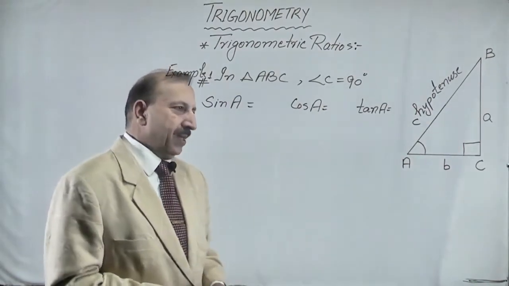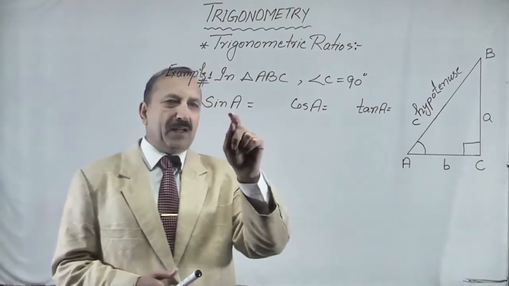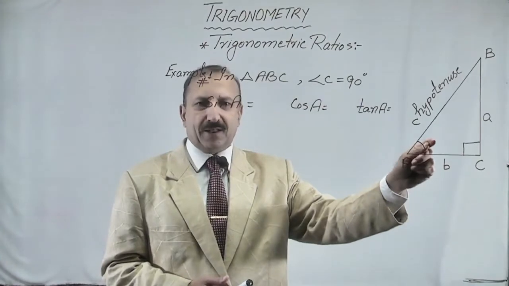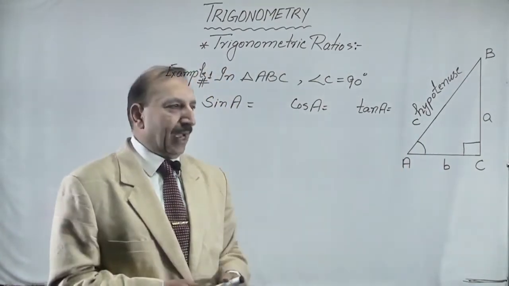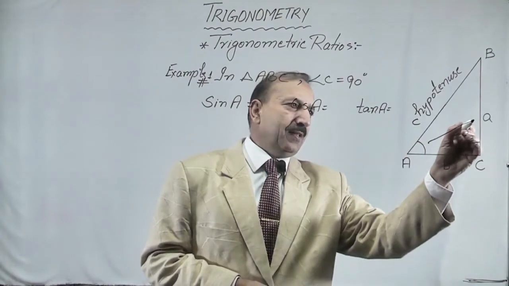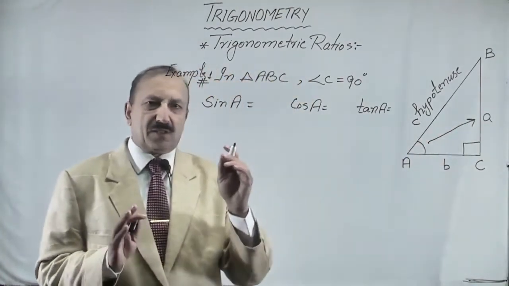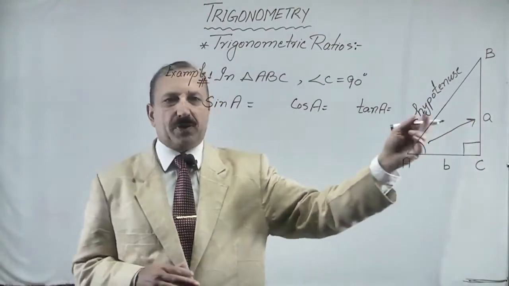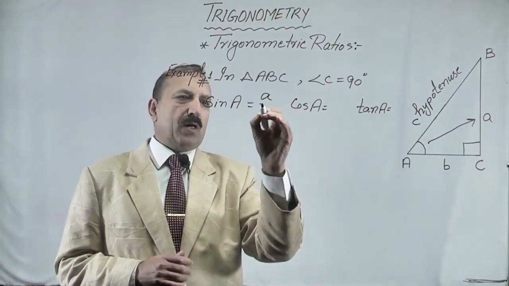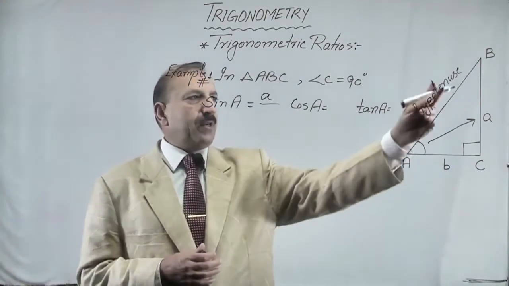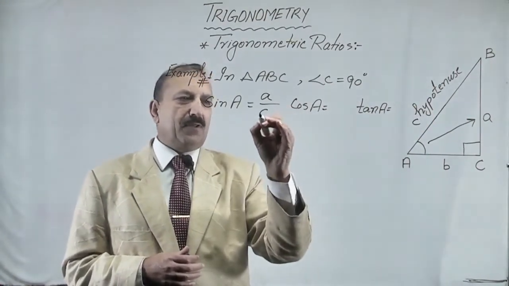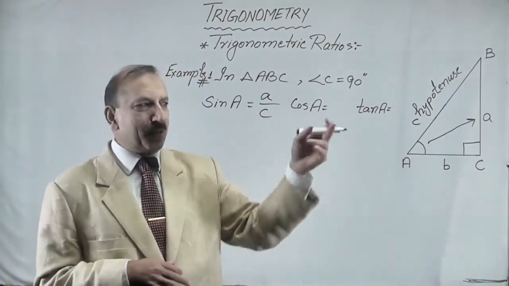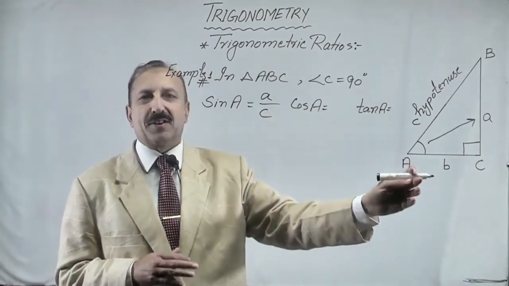Look at the triangle. Here I have considered angle A. According to this angle, which side is opposite? As I mentioned earlier, every time the side opposite to the angle is considered the opposite. Here A is opposite, and the hypotenuse is represented by C. So A over C is the sine ratio here in this right angle triangle when we consider angle A.